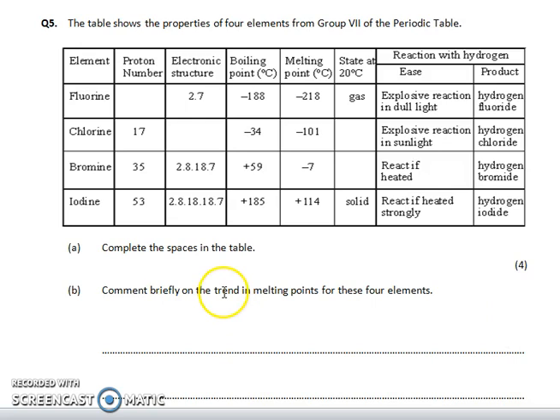When it says the trend in melting points, you have to make a comparative in your statement. So you can't just say it increases. You could say as you go down the group, the boiling point increases. And notice it does, the number gets less negative, less negative, less negative, and more positive as you go down.